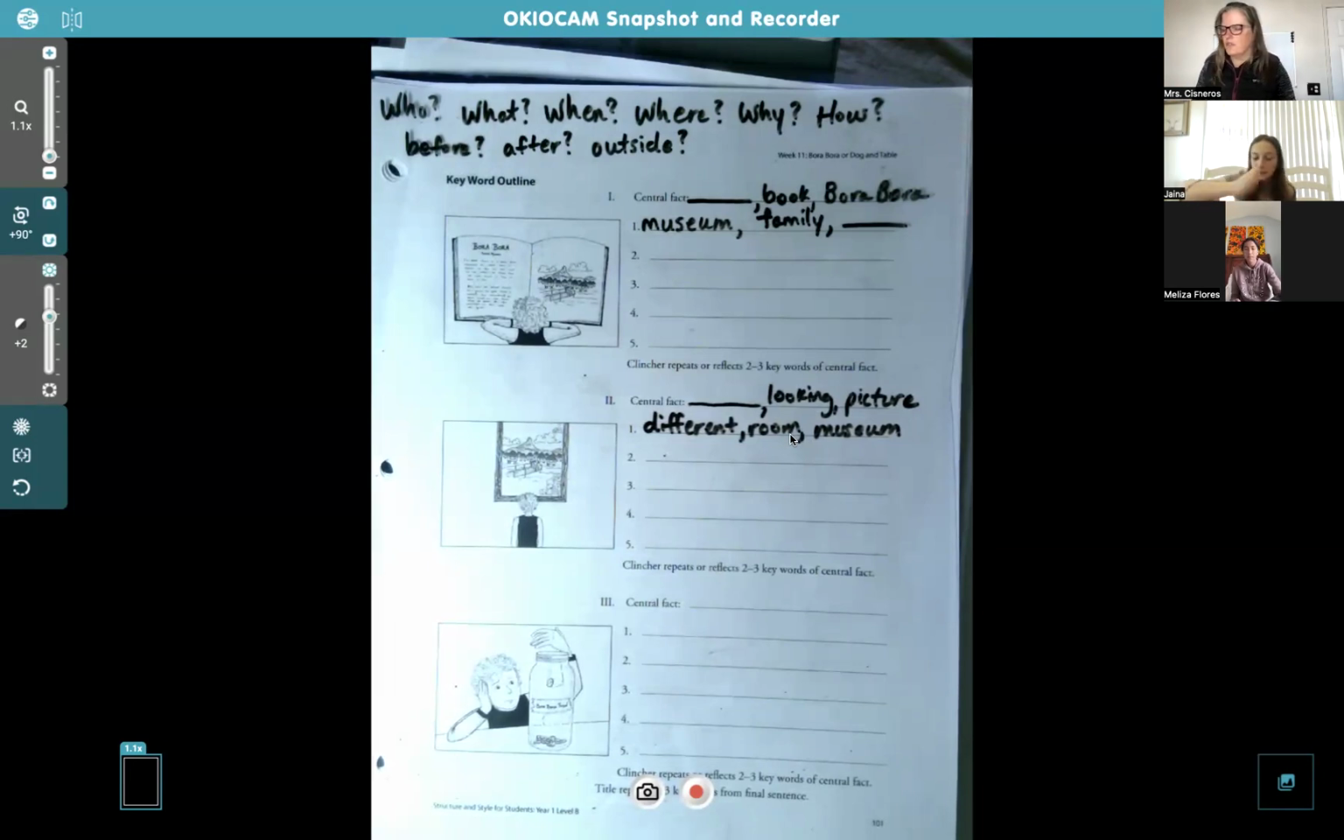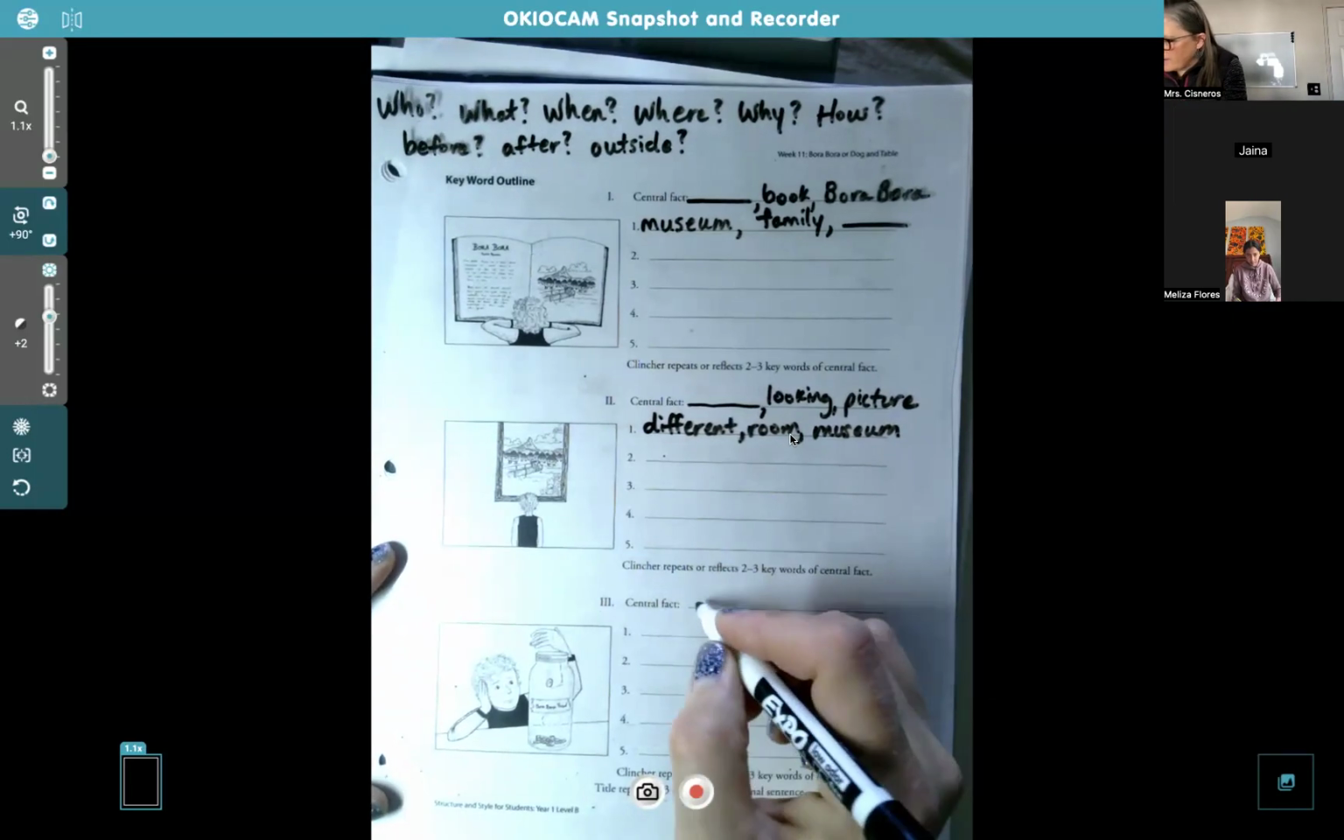So back to Lily, though. How about this last one? What is the central fact here? What's happening in that picture? He's dropping coins into a jar. Okay, good. Dropping coins into a jar. I like that.